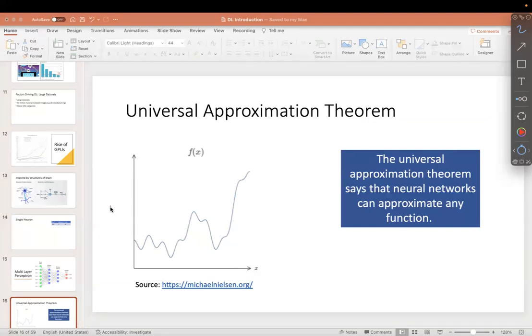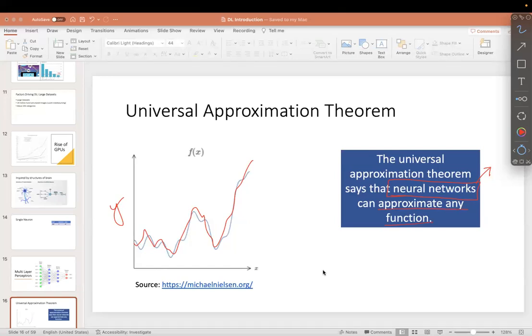if this is the x and this is the y value, right? And the function, let's say, looks very complex like this, extremely non-linear, and very complex. We can't even capture it through any particular simple function. So the universal approximation theorem says that neural networks, right? So here I'm not talking about one single perceptron. Neural networks are nothing but a collection of perceptrons, right? Neural networks can approximate any function. It does not matter how complex that function is.